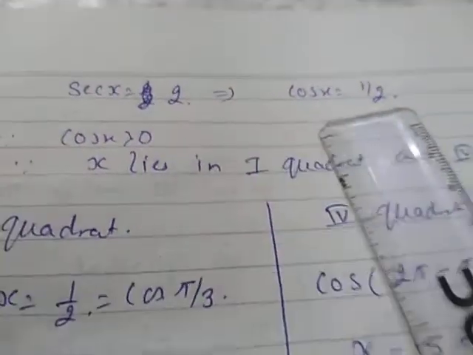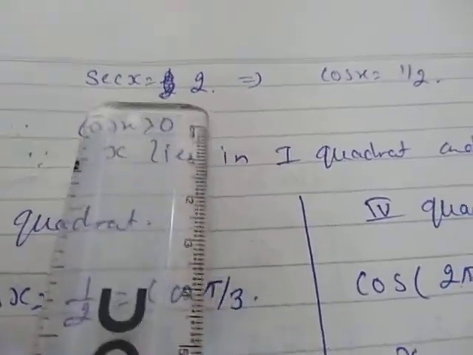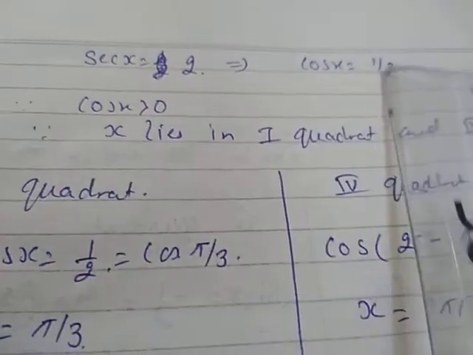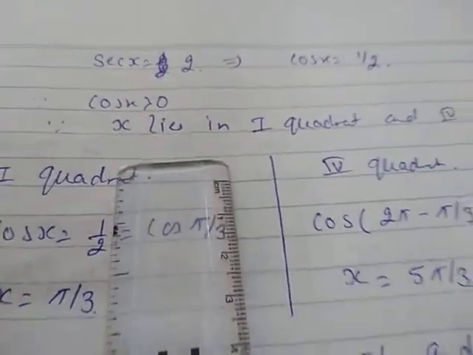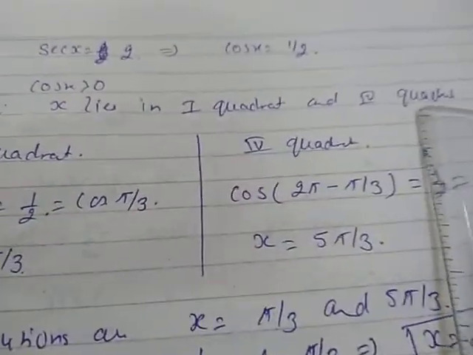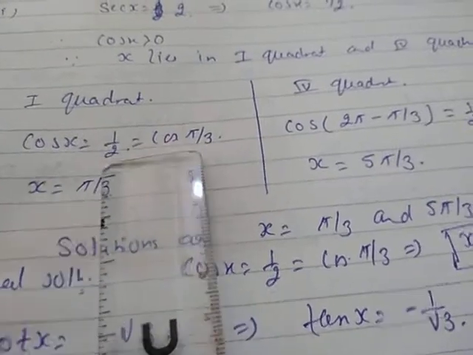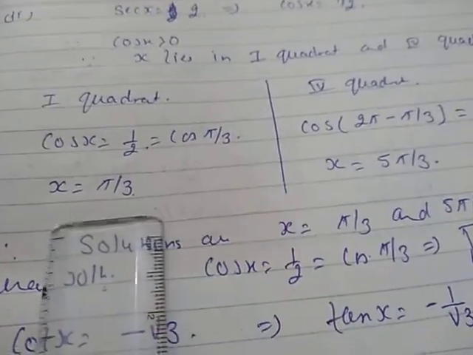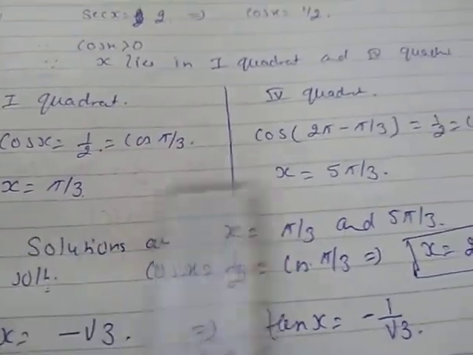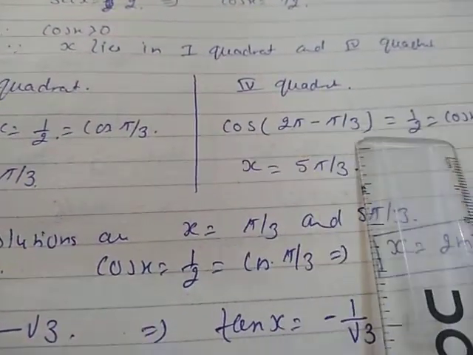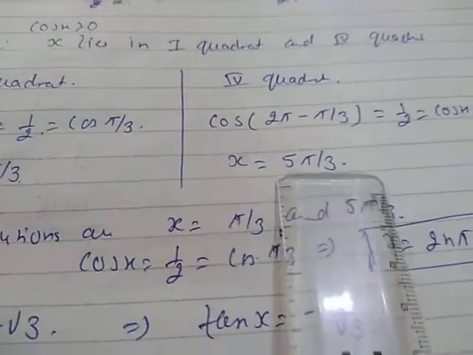sec x is equal to 2. If sec x is equal to 2, then cos x is equal to 1 by 2. Again it is positive, greater than 0. X lies in the first and fourth quadrants because cos is positive in the first and fourth quadrants. For the first quadrant, the angle for 1 by 2 is cos pi by 3. Therefore, x is equal to pi by 3. And for the fourth quadrant, cos 2 pi minus pi by 3, that means it is 5 pi by 3.